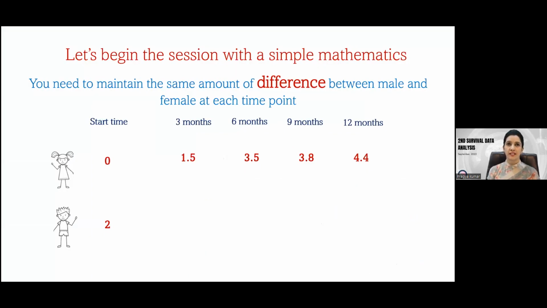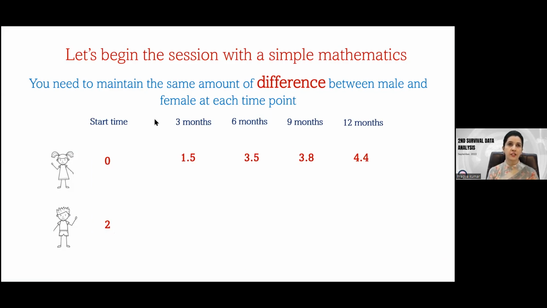So let's begin this session with a simple mathematics first. So now you can see, what can you see in this screen? There is a girl here and there is a boy. And we have measured something, any outcome which we have not specified. And the start time, the measurement was 0. And in boy, it is 2.